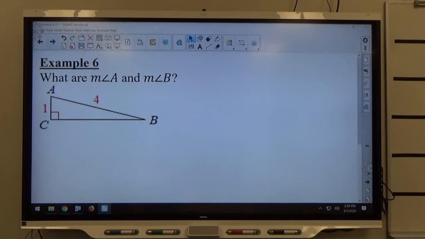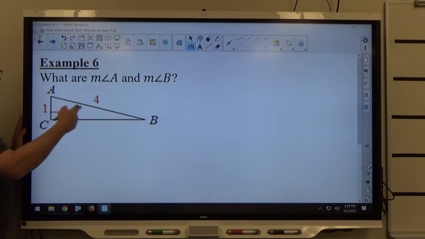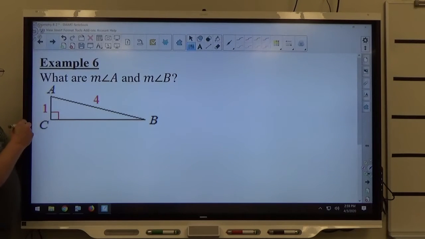For example 6, it asks us for the measure of angle A and the measure of angle B. As you can see from the picture, angle A and angle B are the acute angles, and C is my right angle. I know two sides, 4 and 1. If I wanted to, I could use the Pythagorean theorem to find the measure of BC. I'm not going to do that, though. Two sides is plenty of information to be able to do this problem.